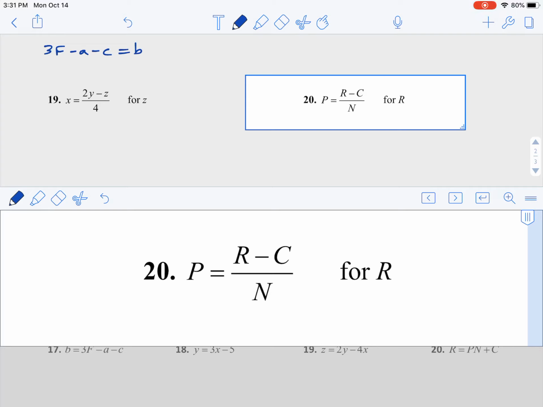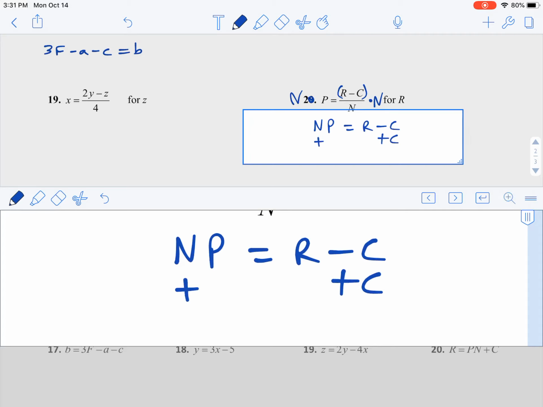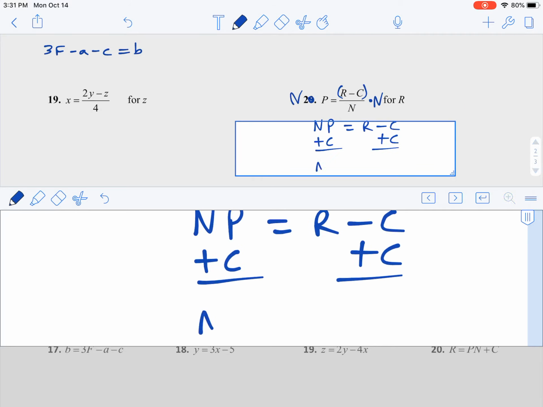Let's look at 20. Solve this for r. So you want to get rid of the n, which is being divided on this side. So we do times n on both sides. So np equals r minus c. You want to get r, so you just do plus c to both sides. So np plus c equals r.